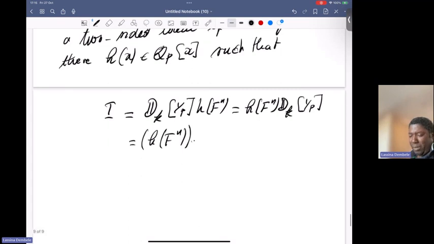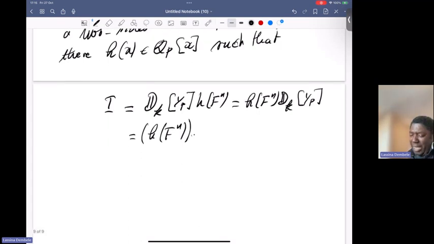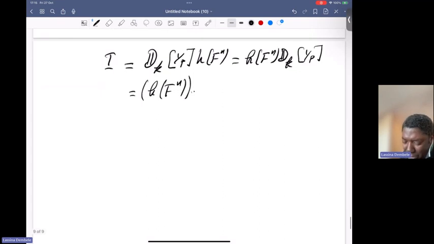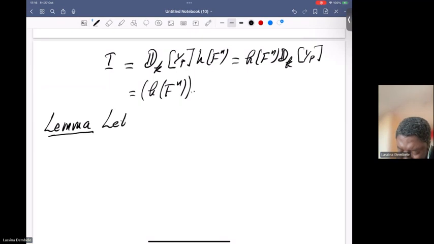Okay. So in other words, what I'm saying is that any two-sided ideal in the Dieudonné ring will be generated by a central element. So that's the content of the exercise. And using that exercise, we are going to prove this lemma, or I guess one could even call it a theorem, because it's quite important, actually. So the lemma says the following.